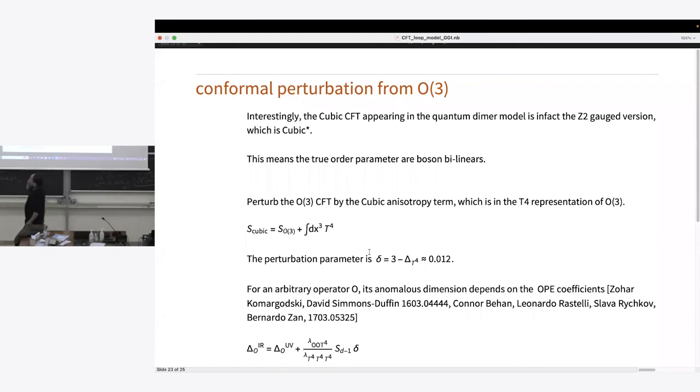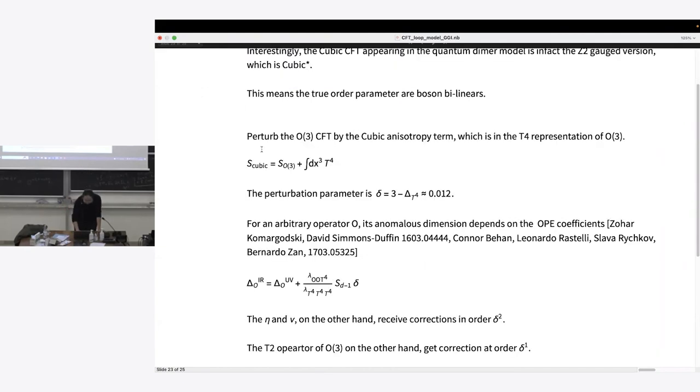Recently with Ning, we did some conformal perturbation work because, as I explained, the true order parameter in the dimer experiment is boson bilinears instead of a single boson. So we should try to know its scaling dimension, even though it's questionable whether in real experiments you can approach such a precision. Anyway, we did this. The theory is basically, instead of the cubic action, you start from the O3 CFT and perturb it by the rank 4 symmetric traceless tensor. There was a paper by Zohar and David doing conformal perturbation for the random bond Ising model, and another one by these gentlemen who did the conformal perturbation for the long range Ising model.